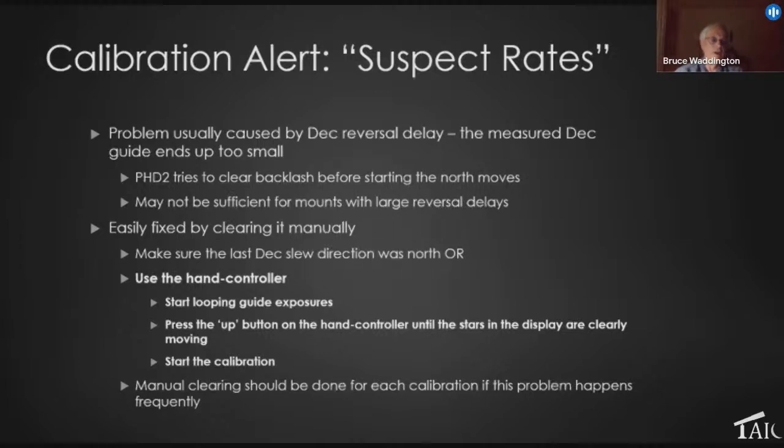Now, as I mentioned earlier, and those of you who've used the product know, there is a backlash clearing phase in all of the calibrations. So before we actually try to start measuring the north moves, we try to make a cut at clearing the backlash in Dec. And if the mount is reasonable, doesn't have a huge amount of Dec backlash, that clearing process works pretty well. It's actually much more aggressive than it used to be back in the olden days. So we see fewer of these problems, but we still see them. And it shows up when there's a lot of backlash or the guide speed is again too low.